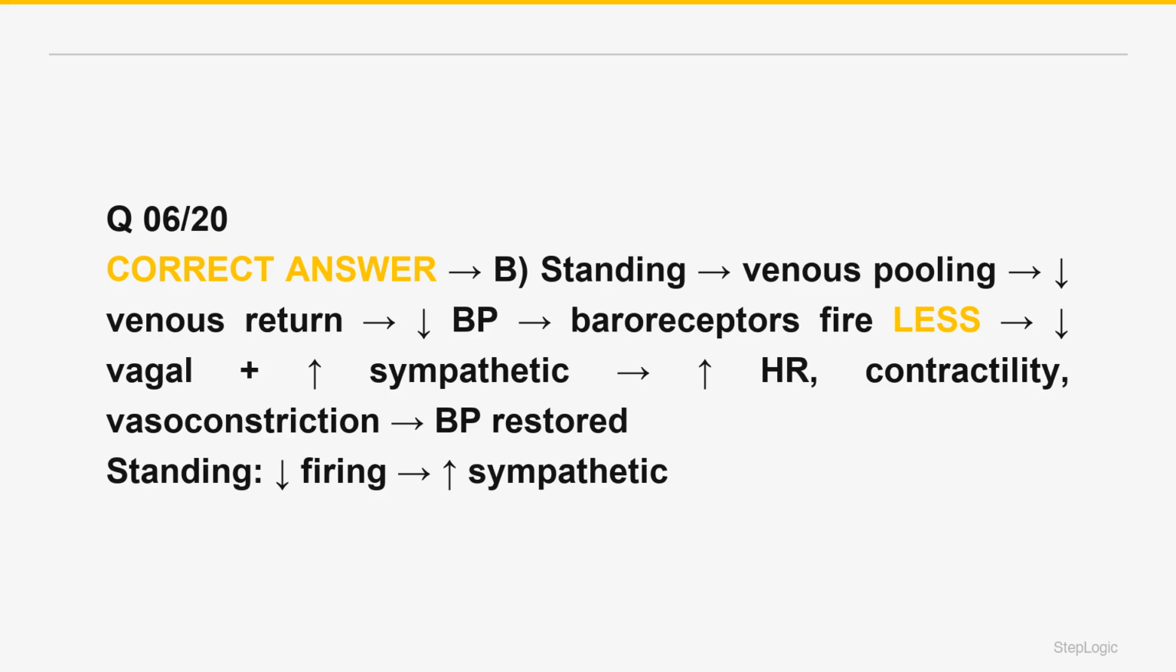The decreased baroreceptor firing is interpreted by the brainstem nucleus tractus solitarius as low pressure, so it triggers a compensatory response: decreased parasympathetic vagal tone and increased sympathetic outflow. The result is an increased heart rate and contractility plus arteriolar and venous vasoconstriction, raising total peripheral resistance and venous return, which restores blood pressure within a few heartbeats. When this reflex fails, from autonomic dysfunction, hypovolemia, certain drugs, or age, the person develops orthostatic hypotension, a drop in BP on standing with dizziness. Standing leads to less firing, which leads to more sympathetic tone, which leads to BP restored. That cascade is the answer.